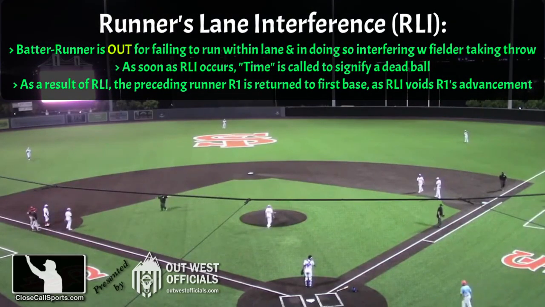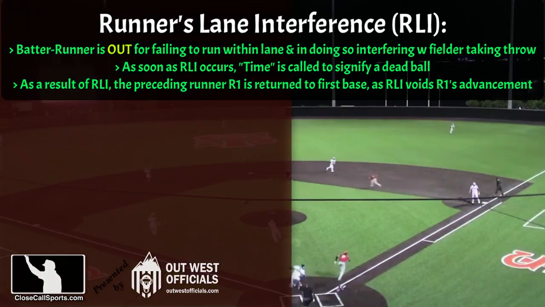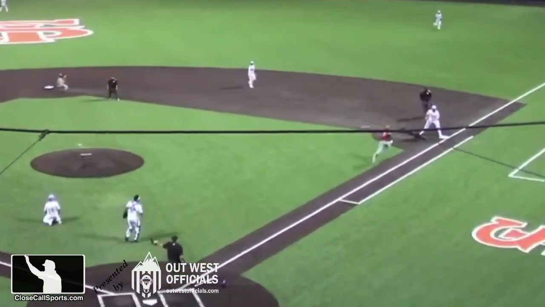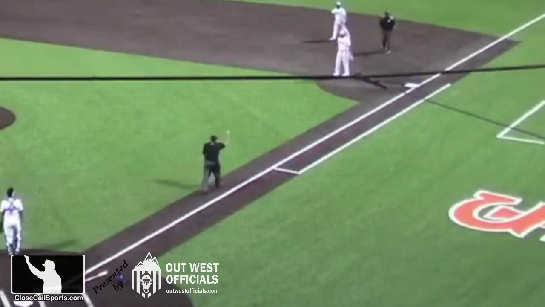In all seriousness, though, the most important part of this play is how the plate umpire and how the first base umpire handled it. Those are your 2 key umpires for any RLI call, so this is a textbook teachable on how to handle a runner's lane interference situation.